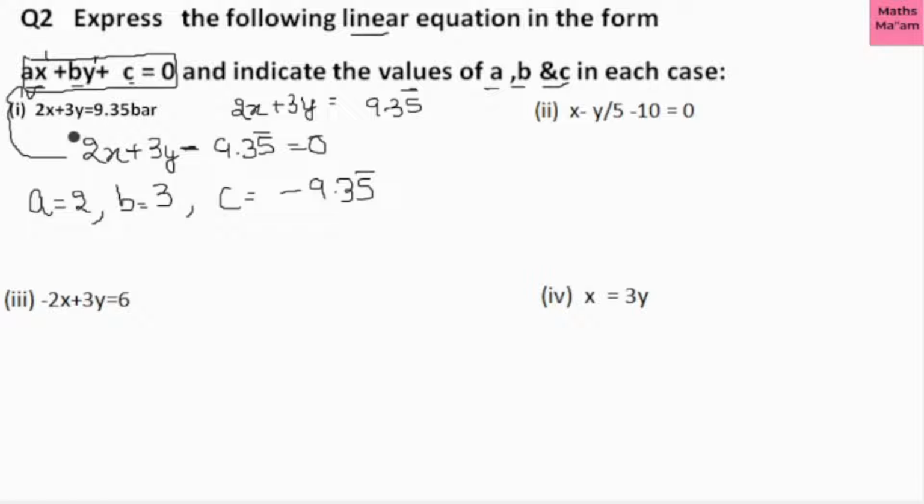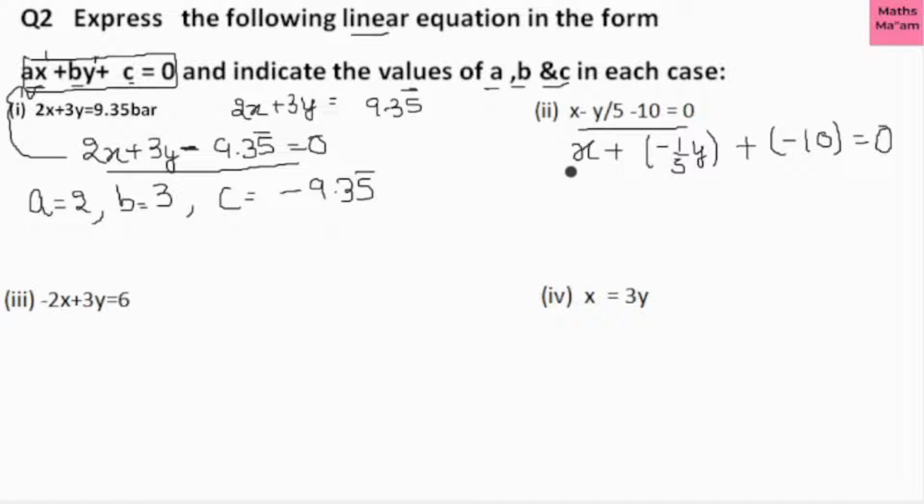First of all we change this equation into the standard form, then we'll separately write the values of a, b and c. Now next one, here it says x minus y by 5 minus 10 is equal to 0. We have to change this into standard form. How will we change? First of all we'll write like this: x plus, because it's minus, we'll write plus negative 1 by 5 y. Okay. Then plus c. C is what? Here c is minus 10 is equal to 0.